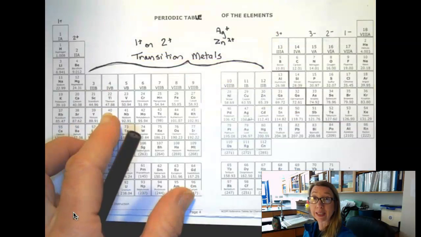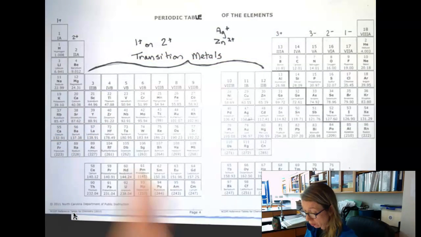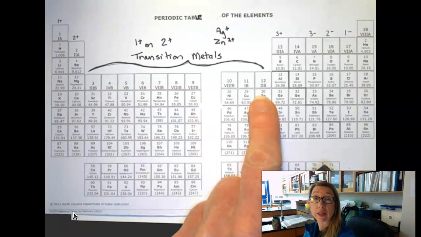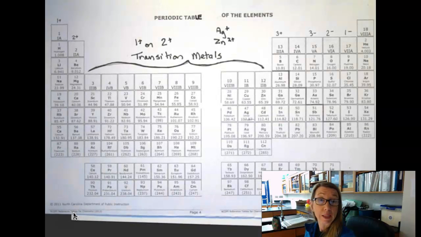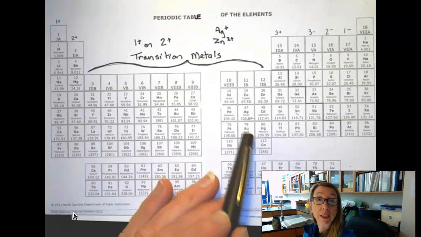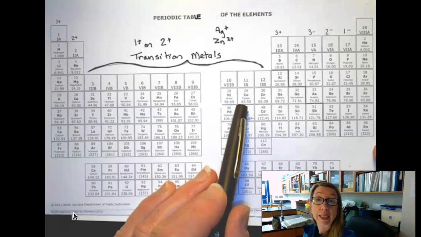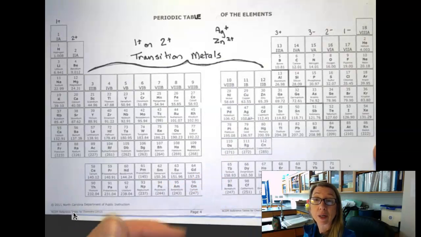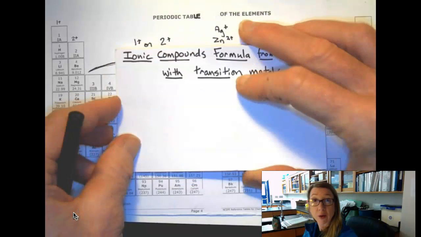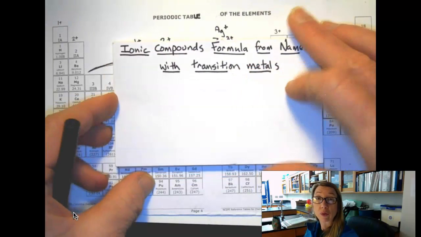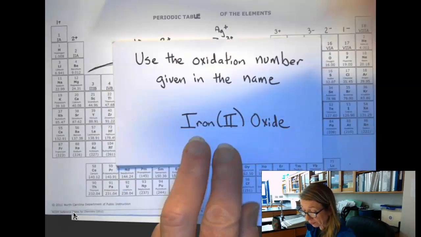Let's review. The transition metals are in groups 3 through 12 on the periodic table. These are the things that we in everyday life consider to be metals. This is what we've had a lot of experience with: things like gold, silver, copper, nickel, cobalt, iron. These are what we're thinking about when we think of metals. So we're going to learn how to do formulas for names with these.